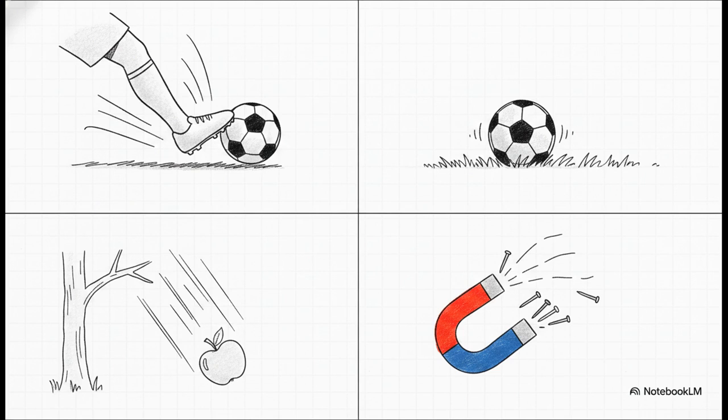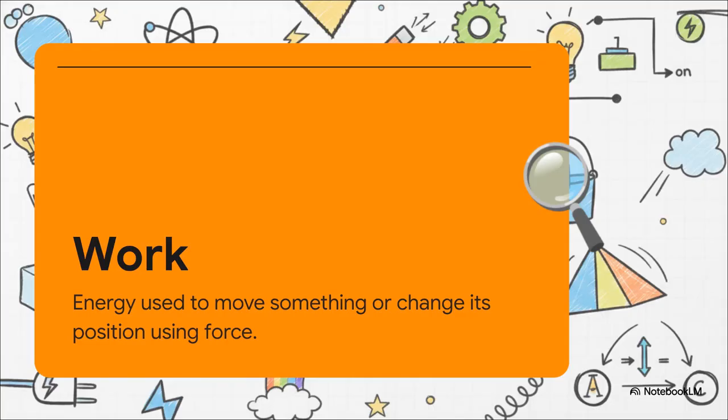Or frictional force, which is the physical resistance created when two surfaces rub together, like a rolling ball eventually slowing down on the grass. But then we have non-contact forces that act completely invisibly, like gravitational force, constantly pulling everything back down toward the Earth, or magnetic force, which can attract or repel certain metals from a distance without even touching them.